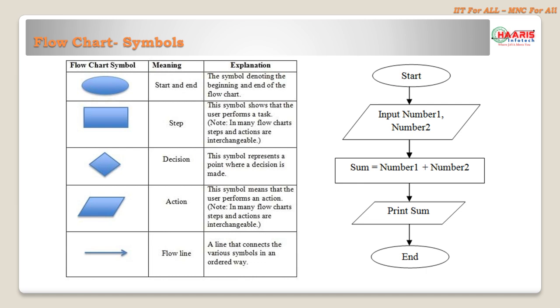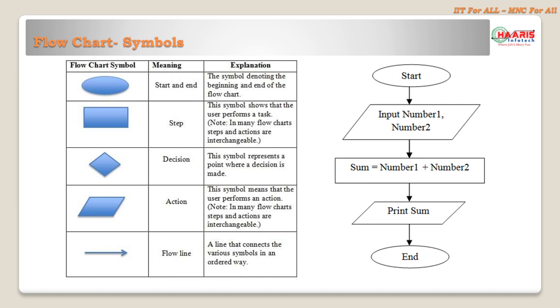Now most of you will have confusion between process and action. Action means the job which the user performs or the application performs. Mostly input and output are two very important jobs which the application will perform. And then the flow line, which depicts the direction of the application flow.